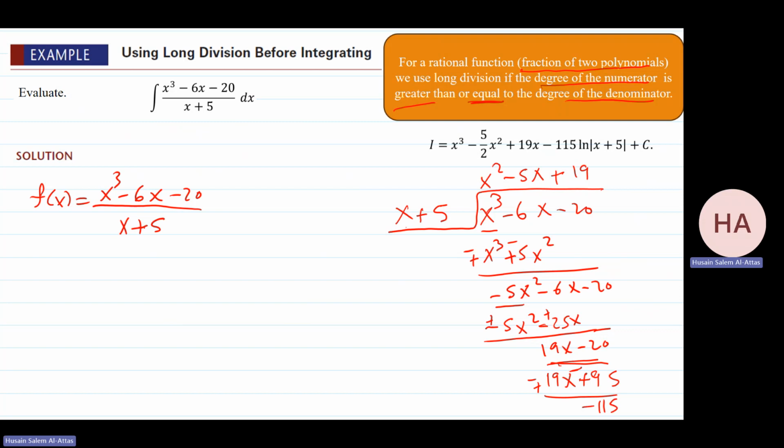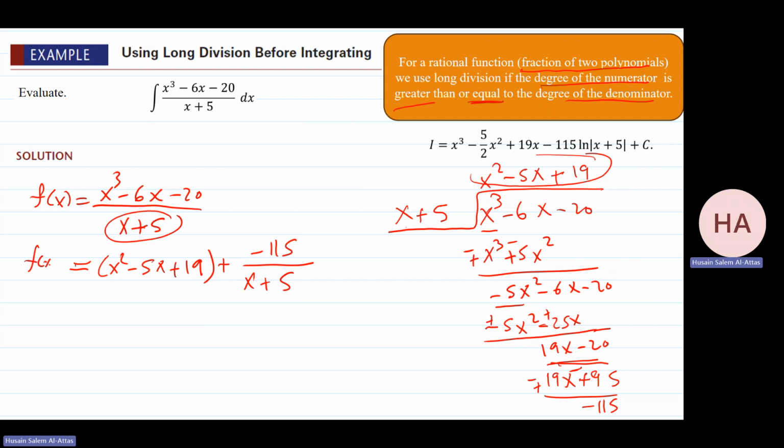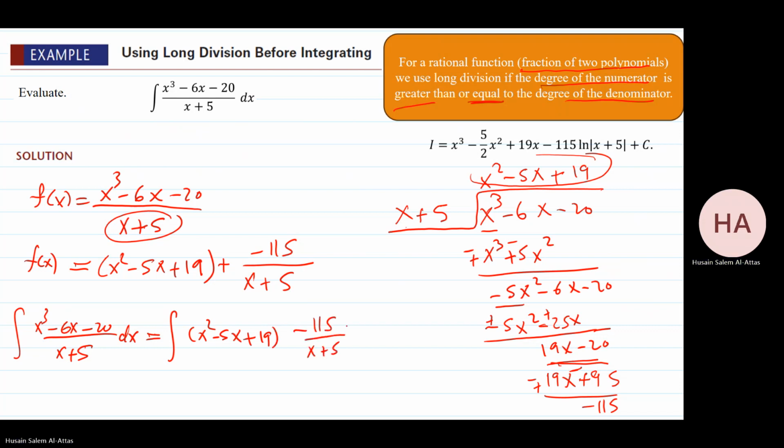The degree of the remainder is 0, and the degree of the divisor is 1. So I stop. So this function is the same as the quotient plus the remainder over x plus 5. So this is really my function, the same function. So now the integral of x cubed minus 6x minus 20 over x plus 5 dx. Since I rewrote the function, I will rewrite it again: x squared minus 5x plus 19 minus 115 over x plus 5.